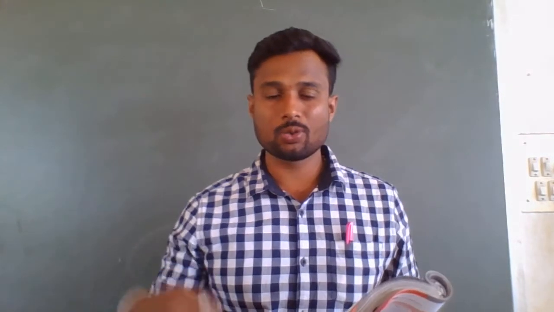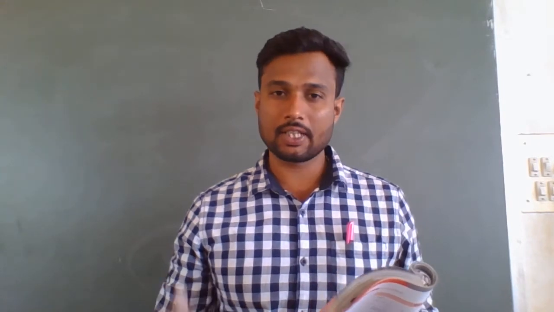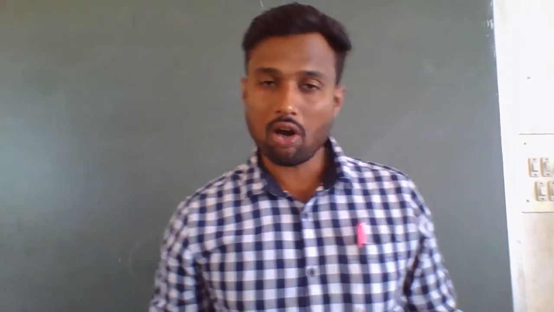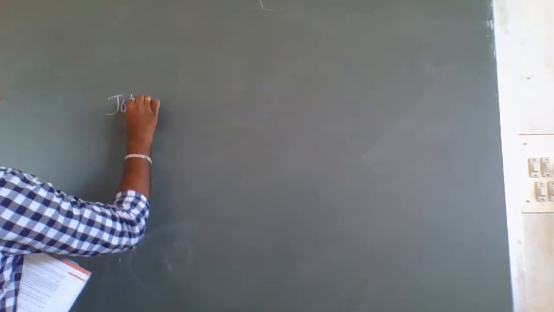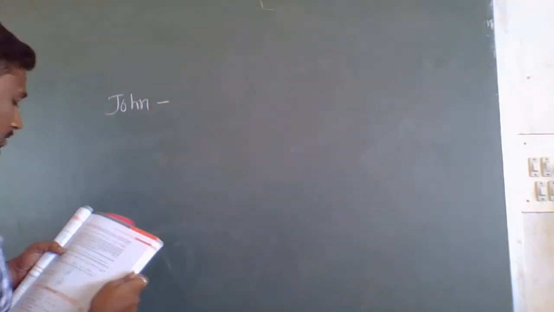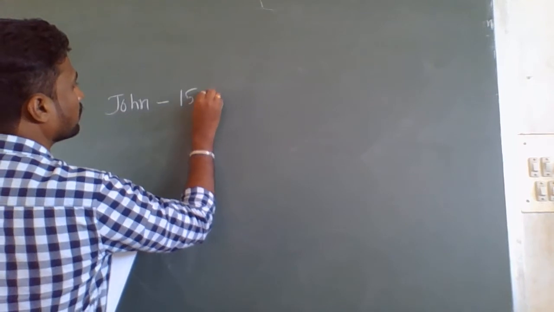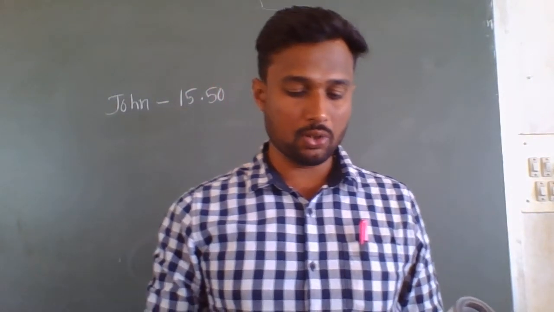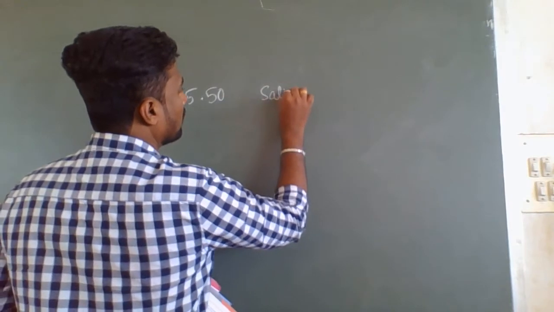In your textbook, page number 47, they have given one example to compare two decimal numbers. To compare two decimal numbers means to find which number is greater and which is smaller. Here, John is the name of the person. John has rupees 15.50. And Salma has 15.75 rupees.